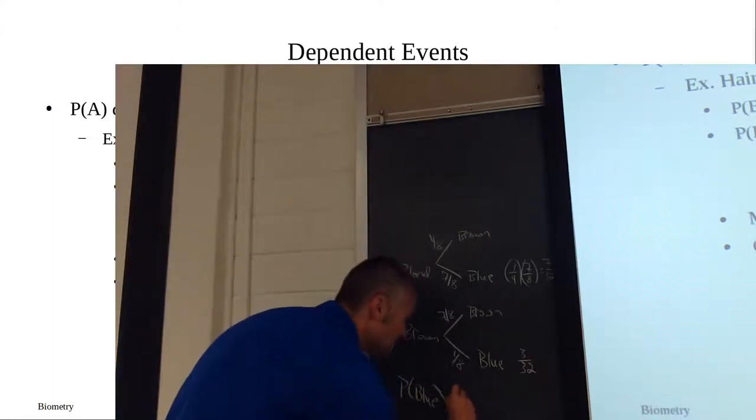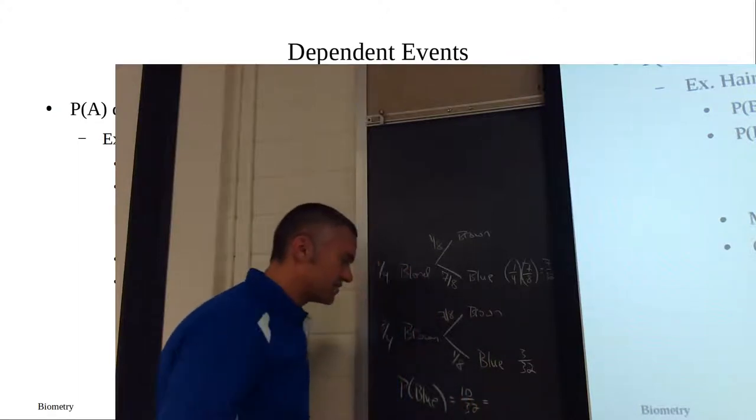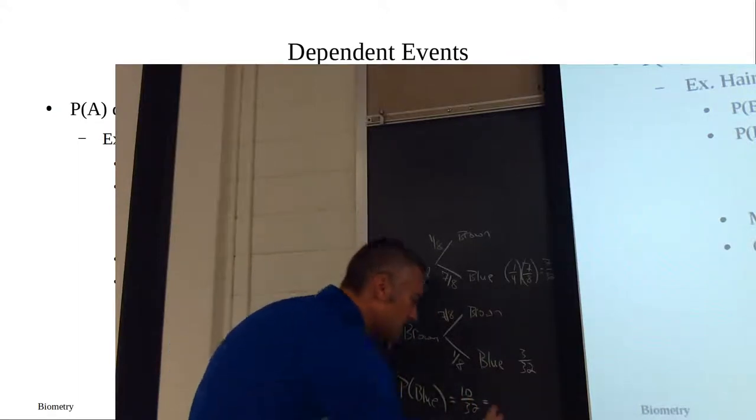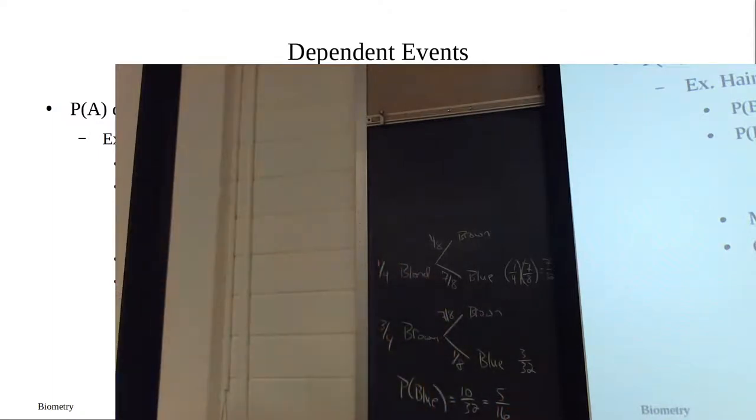So 10/32, which you can simplify to 5/16. All right, that's a dependent event. That's how we would work those dependent events. Sorry, those at home. 5/16, they can catch it.